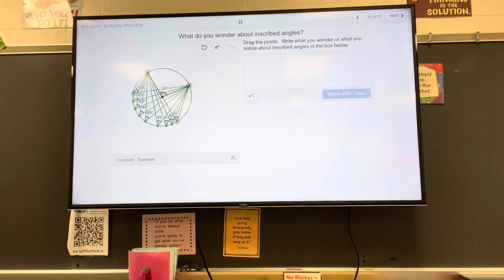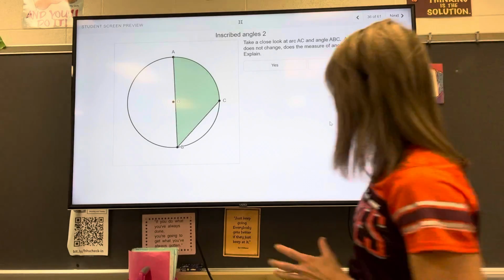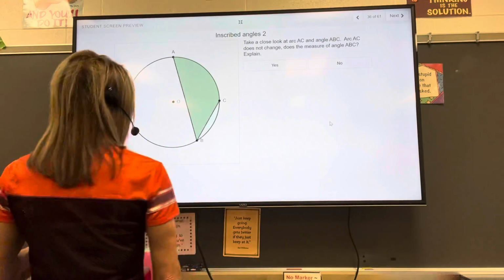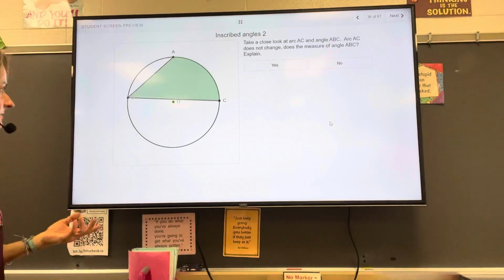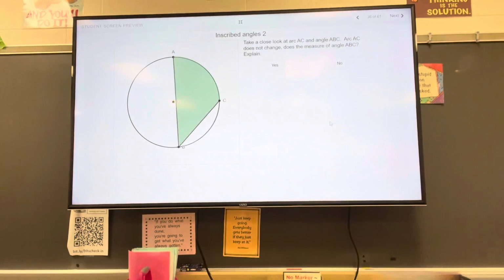Drag the points, do you wonder, okay, well, let's not fill that out. Let's get to the next one. Take a close look at arc AC and angle ABC. This is the exact same concept. Now they're moving the point for you. Arc AC does not change. Does the measure of angle ABC change? You can see it stays the same, just like in our last example.